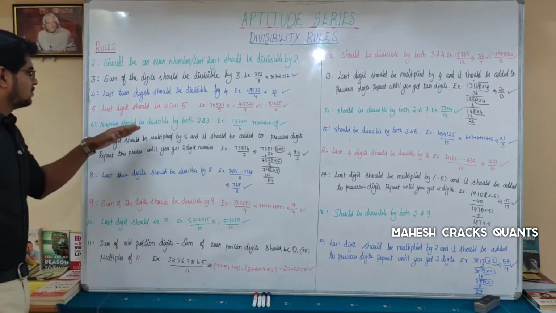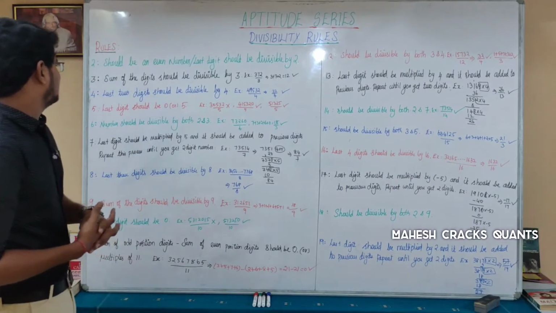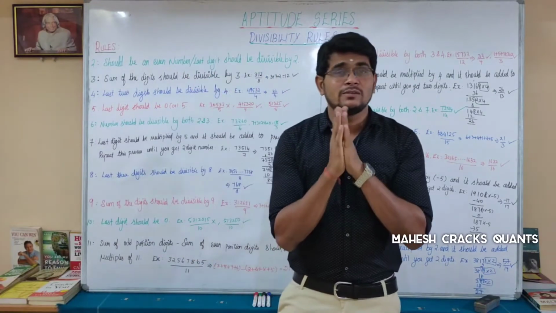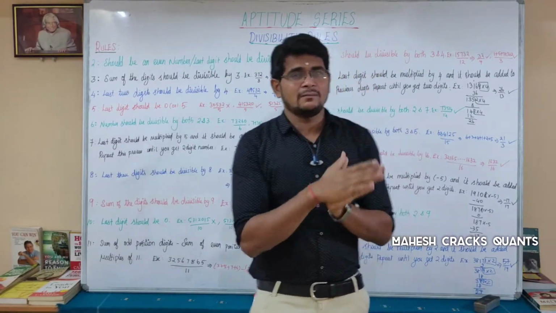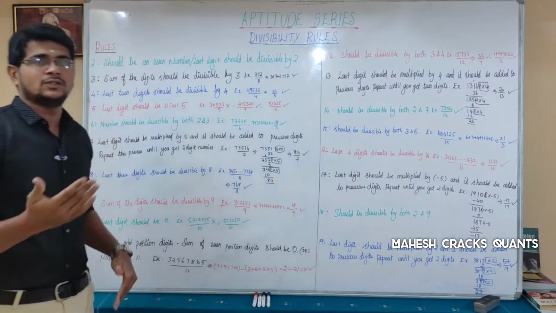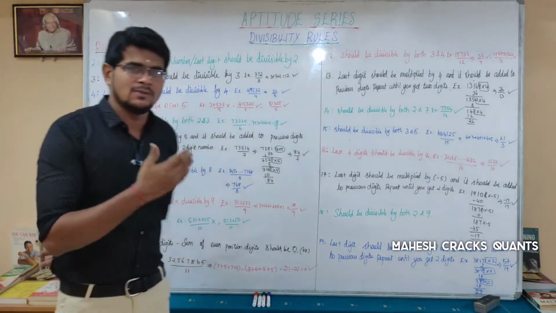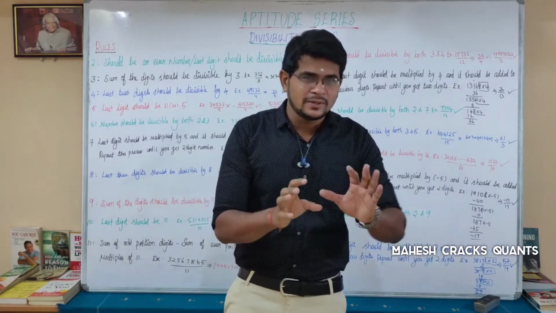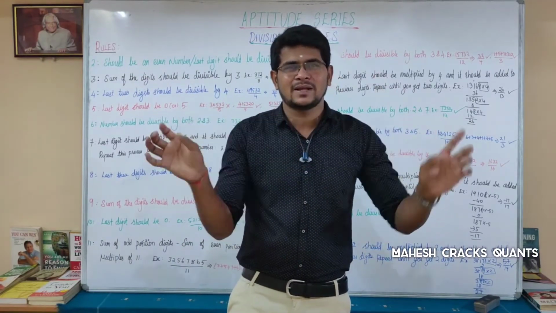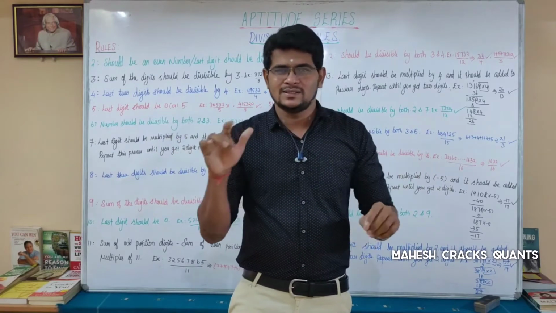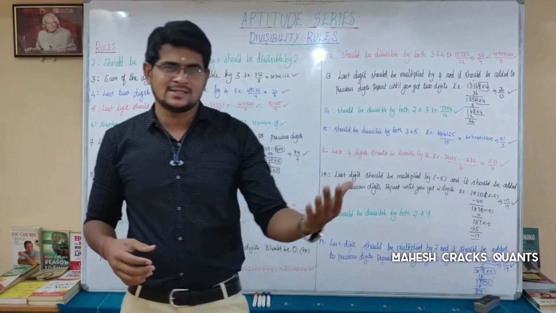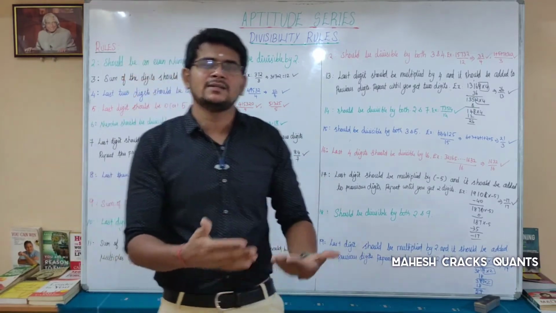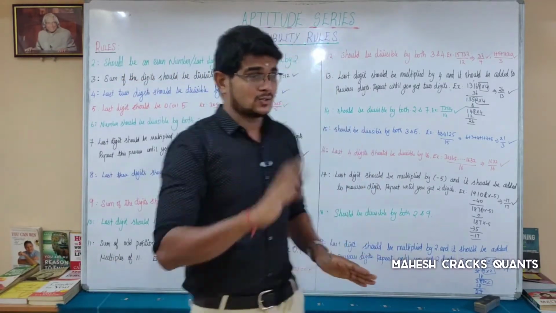Next, the number should be divisible by both 2 and 3. So, if the question is about divisibility rule 6, and they ask whether the number is divisible by 6, then you have to check 2 rules, 2 and 3. Why? Because 6 can be written in prime factorization form as 2 into 3. Okay? 2 into 3 is 6. If you check 2 and 3, and both are satisfied, then that number is divisible by 6 also.